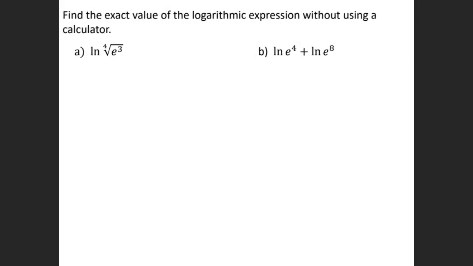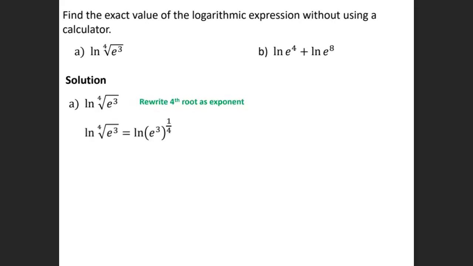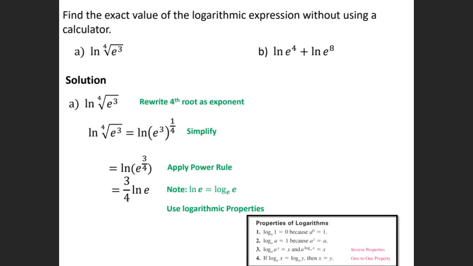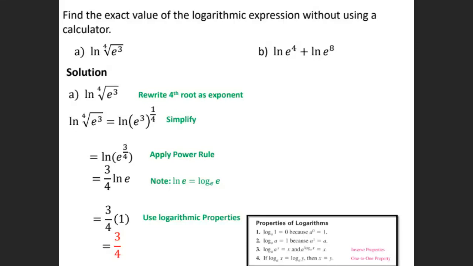Okay, so let's look at the first one. Natural log of the 4th root of e to the 3rd power. So the first thing that I want to do for a is convert that 4th root into an exponential form. That is e to the 3rd to the 1/4. I can now use my power rule, and that's going to give me the natural log of e to the 3/4 power. Now I apply my power rule, and that's going to give me 3/4 times the natural log of e, and I know the natural log of e is 1, so my answer is just going to be 3/4. Yes, 3/4.